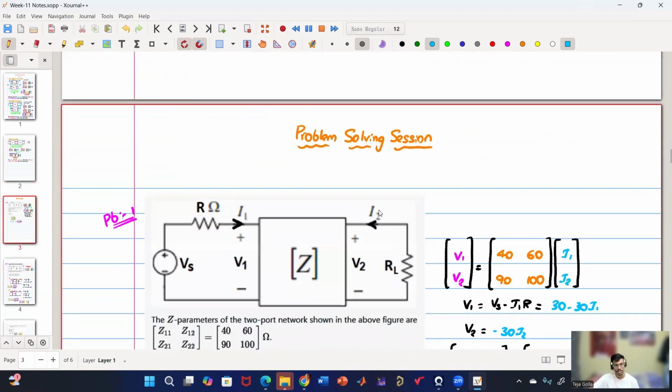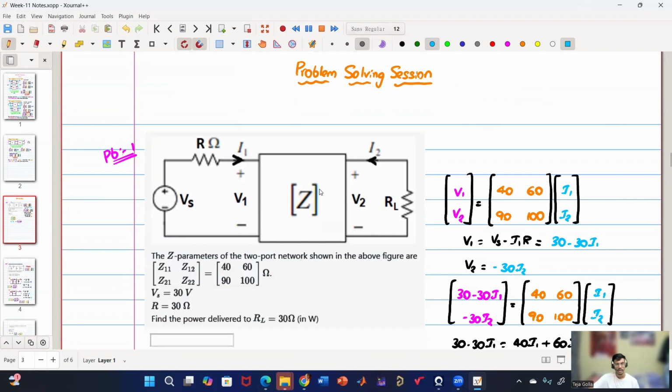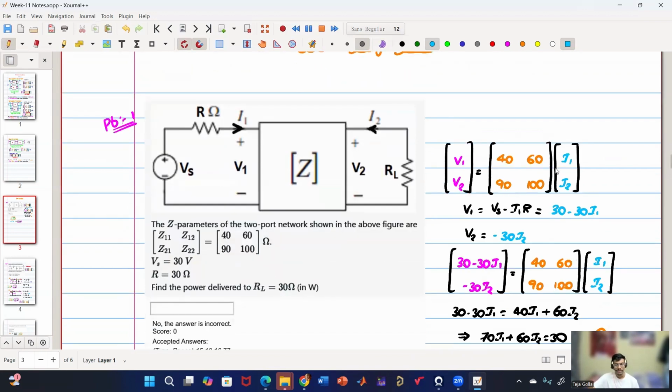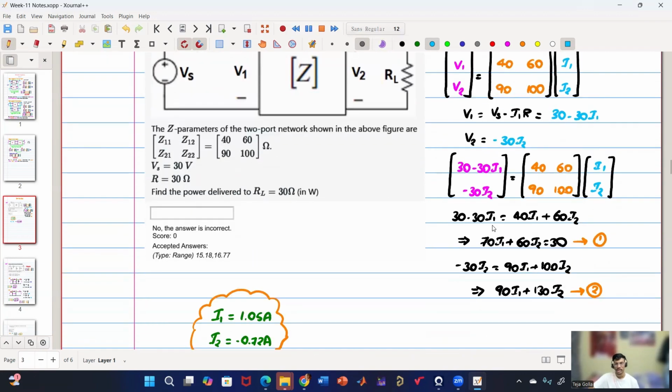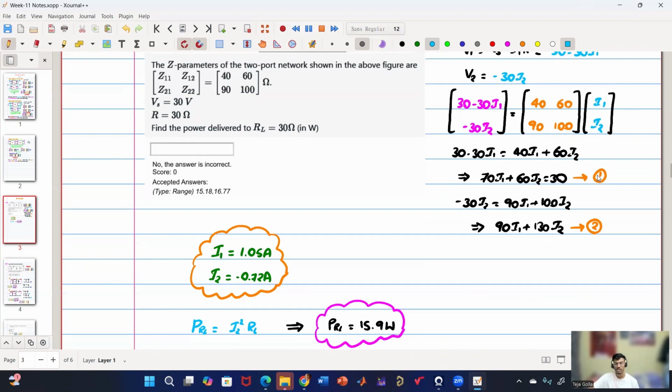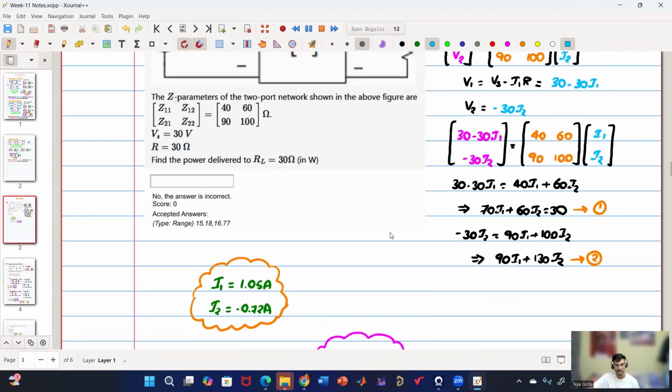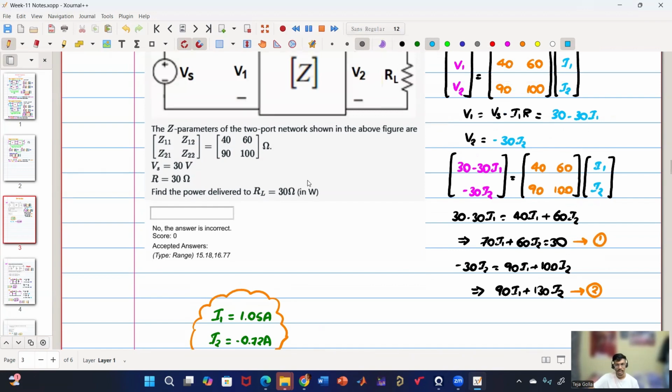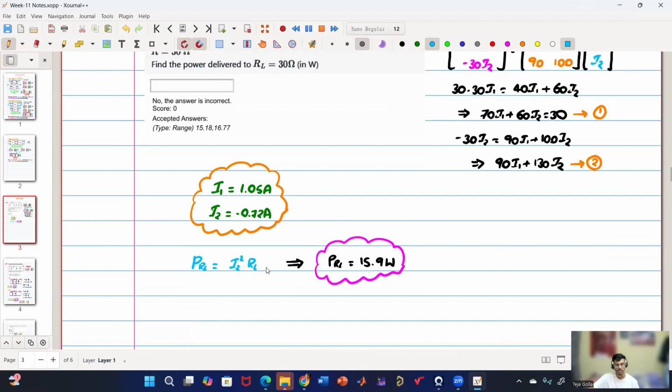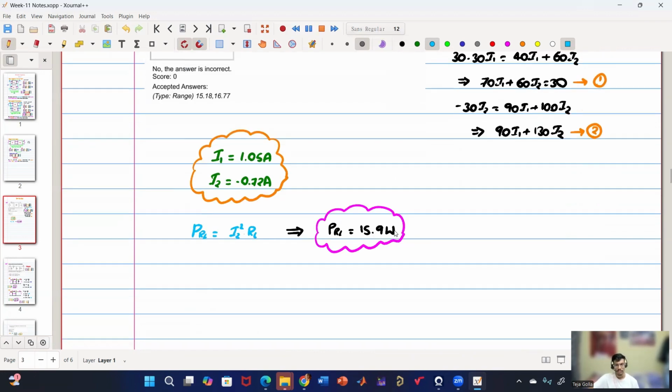But we have solved some interesting problems like this problem where they have a two-port network whose Z parameters they have given, and they have a voltage and resistance here and a resistance here. Now what we have done is first we have written the Z parameter equation, and we have seen V1 is nothing but Vs minus R into I1, which is 30 minus 30 I1, and V2 is nothing but minus 30 I2. So we have substituted. Now it becomes two equations, two unknowns. We have solved for I1 and I2. Once we get this, we can again solve for V1 and V2 if needed. But in the question they have asked what is the power delivered to the resistor RL. So we have calculated I2 square into RL, which is obtained as 15.9 watt.